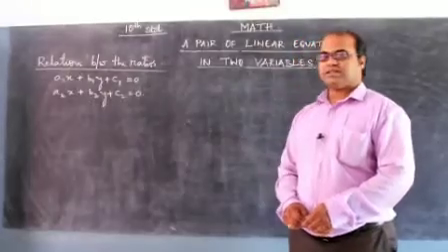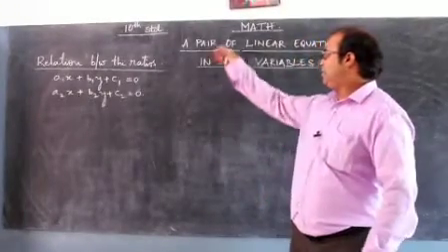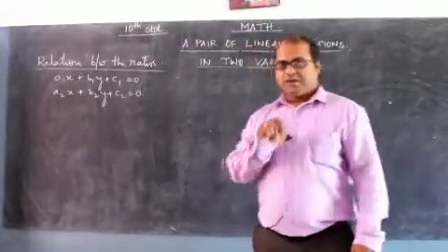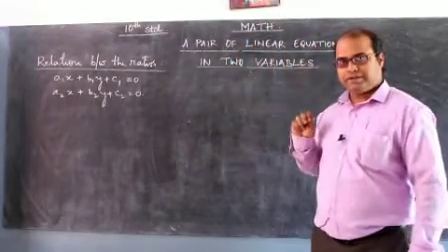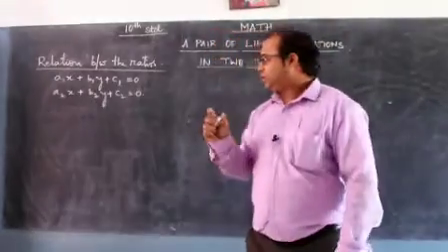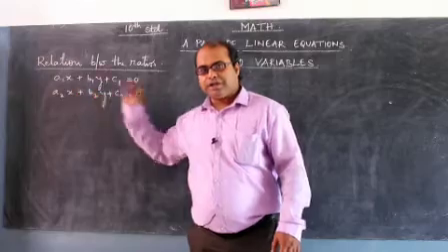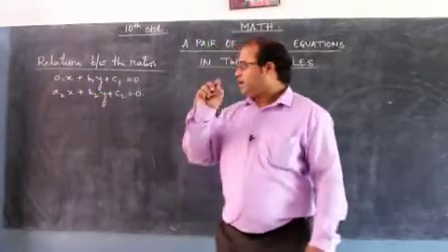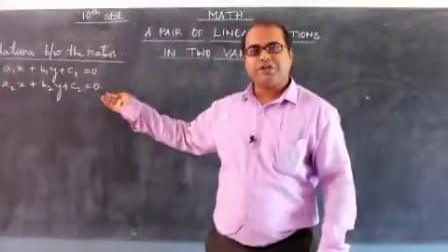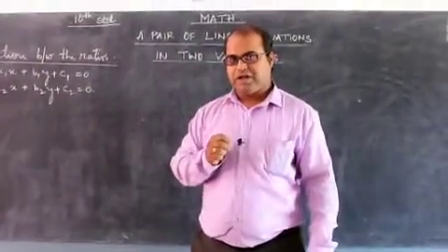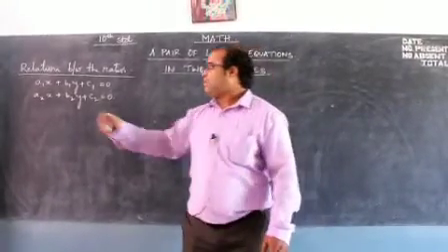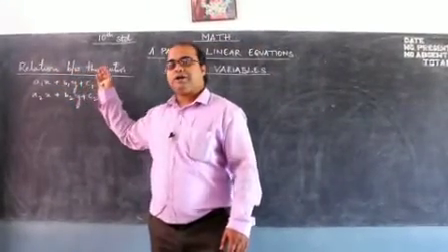So in the last class, we were doing a pair of linear equations in two variables. I had explained the meaning of the chapter, and I had also told you the general form of this linear equation and how to find the constants a1, b1, c1 and a2, b2, c2, isn't it? Now in today's class we will discuss the relation between the ratios.